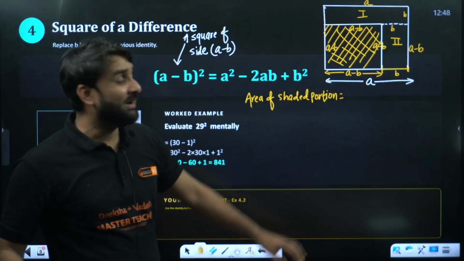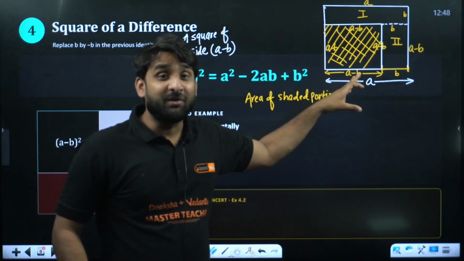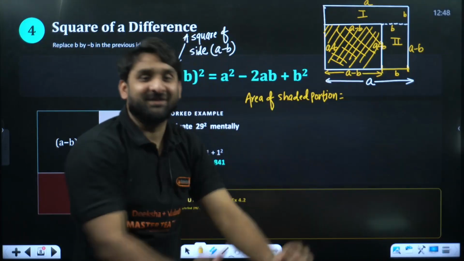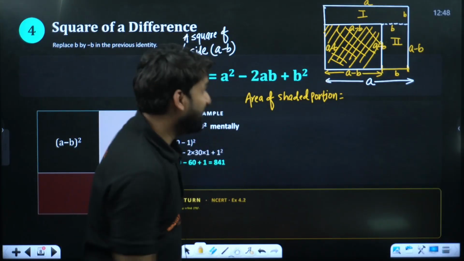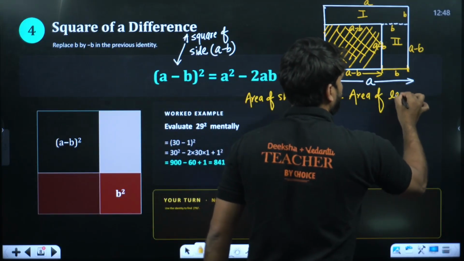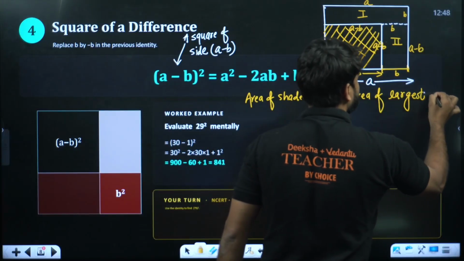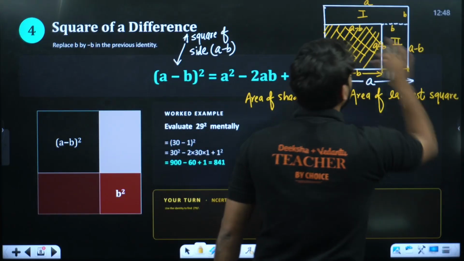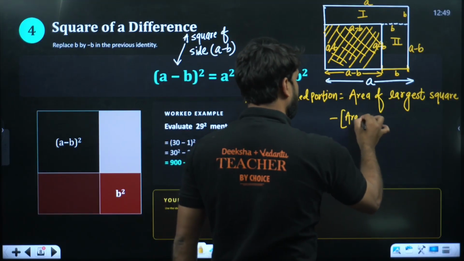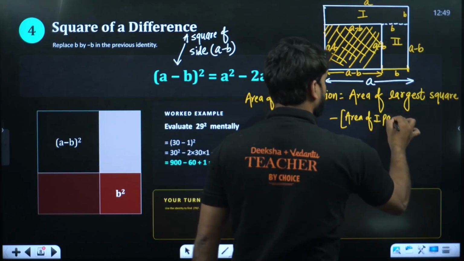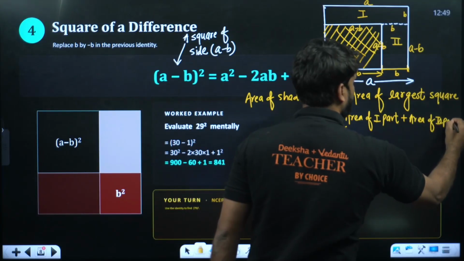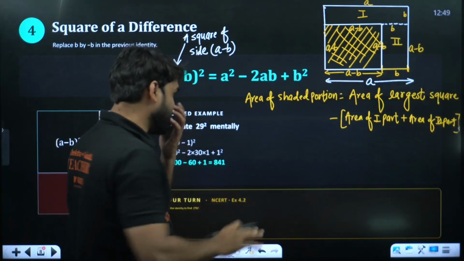So my dear champion, to find out the area of the shaded part, we can subtract the sum of the areas of first and second from the bigger square. Agree or not? So area of shaded part will be equal to area of the largest square, I mean the bigger one, minus what? Area of first part plus area of second part. Right, everyone? Have patience, have patience. I'm solving this for you, everyone.